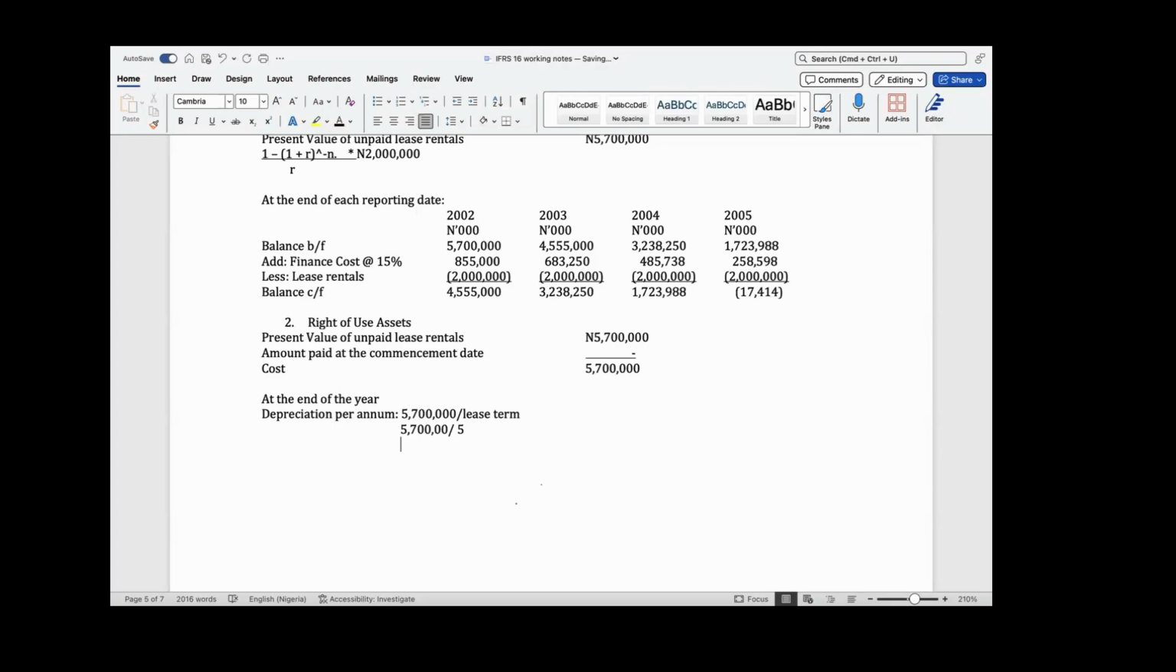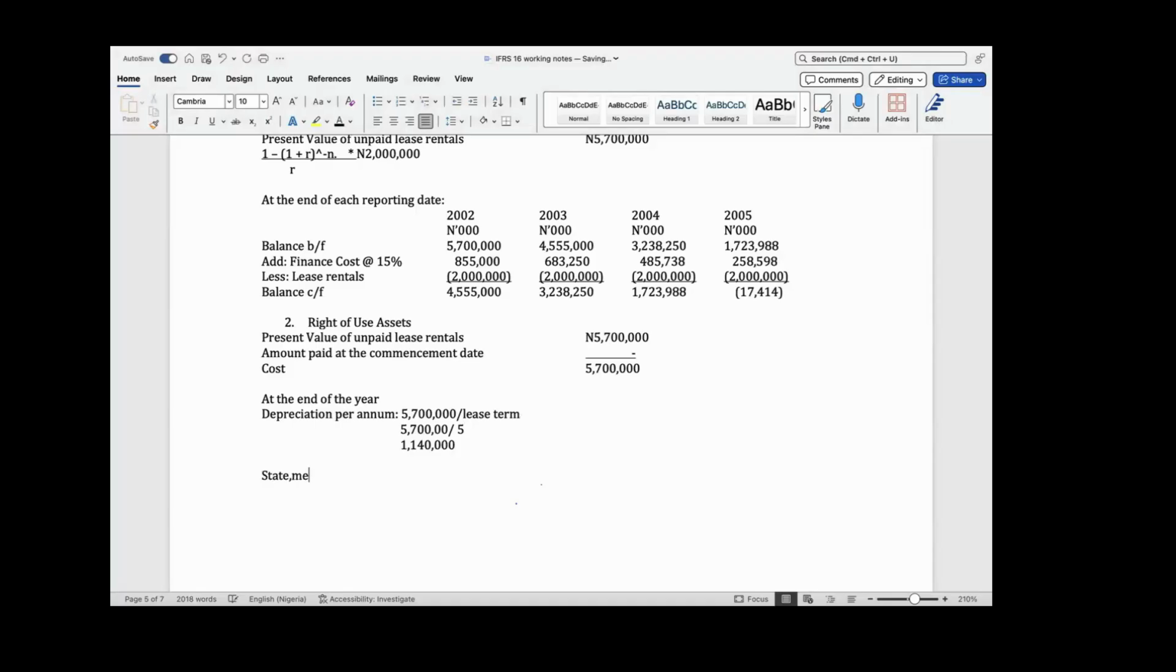What is the depreciation per annum now? 1,140,000. Can you still see my screen? It's at an angle, we can't see what you are writing. Okay. 1,140,000. Okay, so I'm done with everything.